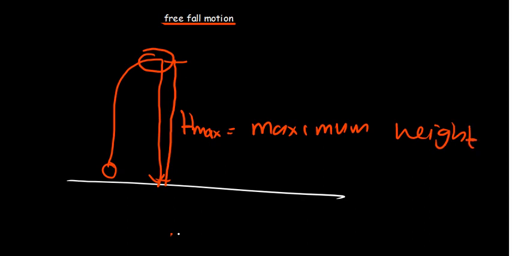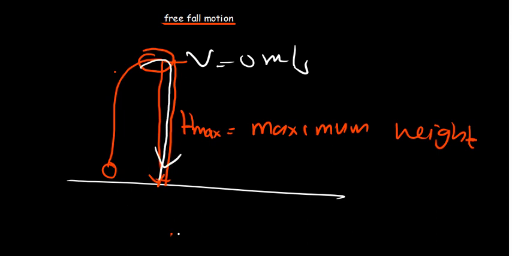Maximum height. Now, what happens at the maximum height? We are saying that the velocity there is supposed to be what? 0 meters per second. The moment when the velocity reaches 0 meters per second, then the object has to start coming down. That we should know.